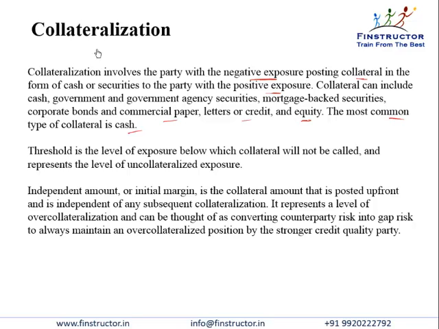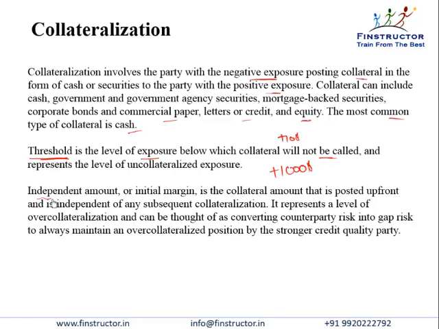Some terms relating to collateralization that we must remember is first the threshold. The threshold is the level of exposure below which collateral will not be called and represents a level of uncollateralized exposure. So if I'm only in a gain of $10, then I won't call for collateral. The minimum gain has to be, let's say, $1,000, or the minimum gain has to be $1 million, depending on the comfort and the level of the transaction. So threshold is the minimum level of exposure below which collateral will not be called.